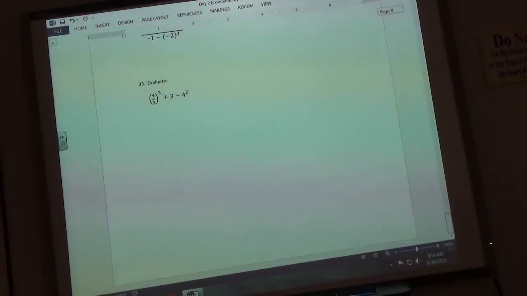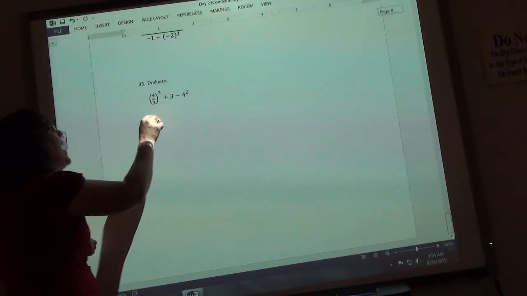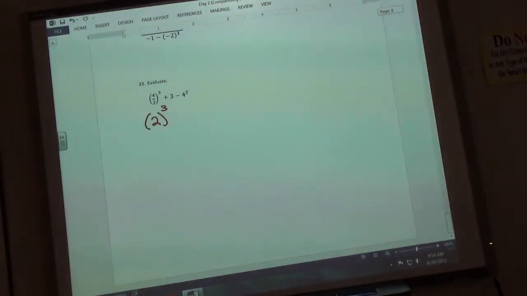So if you followed your order of operations, what should have you done first? Inside the parentheses, right? And if I simplify inside the parentheses, what happens? I get a 2. 4 divided by 2 is 2. Now had you cubed that first, you'd still end up getting the right answer because it would simplify in the end. But if I follow my order of operations, that's what I should do first.